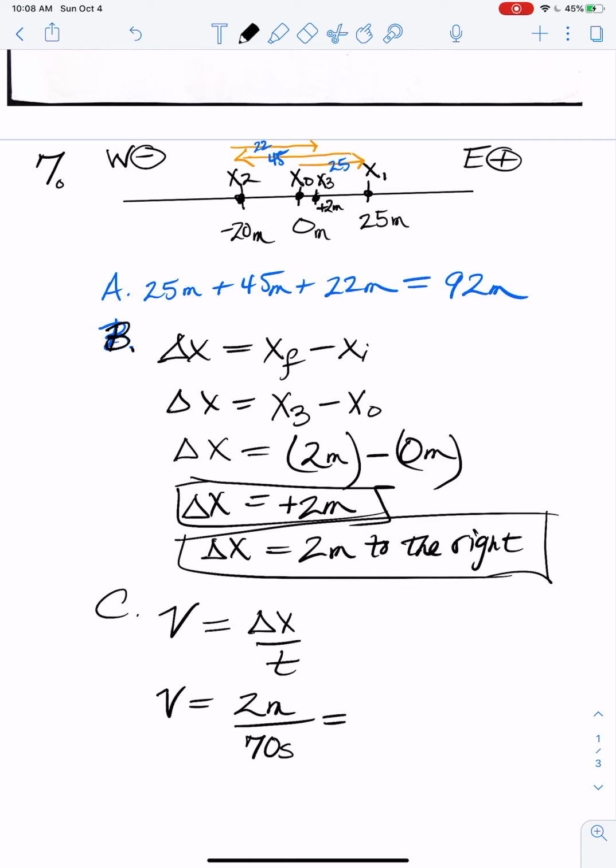All right, I am getting 0.0285, 0.0286. I'm going to go with 0.0286 meters per second. All right, and once again, that is positive or to the right because our displacement is positive or to the right.